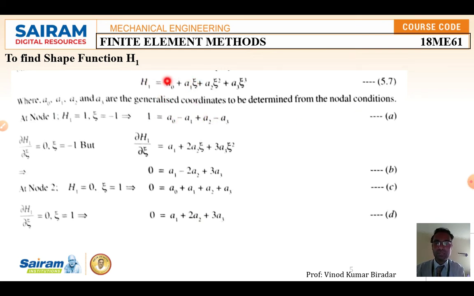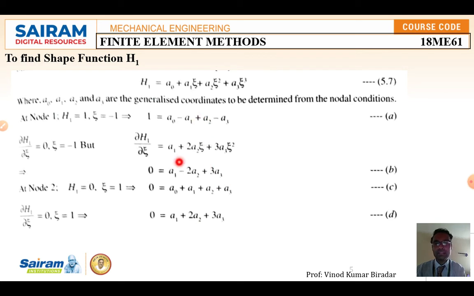Differentiate this with respect to zeta. So dou h1 by dou zeta is equal to a1 plus 2 a2 zeta plus 3 a3 zeta square. Here apply the boundary condition again: dou h1 by dou zeta is equal to 0 at zeta is equal to -1. We already calculated these boundary conditions in the previous lecture video for the Hermite shape function. Substituting them, you get 0 is equal to a1 minus 2 a2 plus 3 a3. Call this equation B.